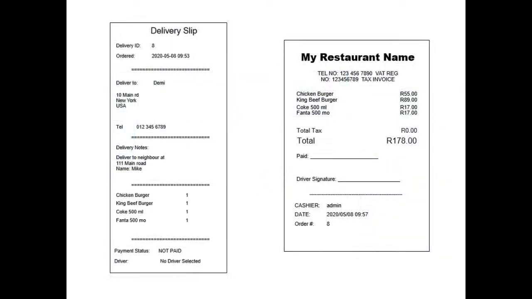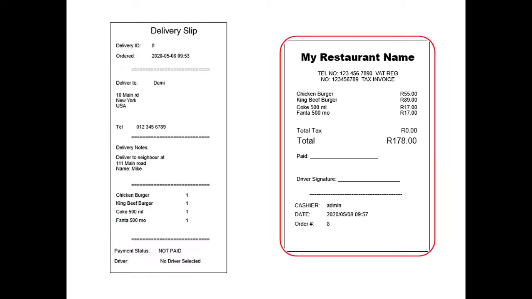Once the kitchen has completed the order, we can give the driver the food that must be delivered, as well as the delivery slip and the intermediate bill that we printed. The customer's address will be shown on the delivery slip, as well as the alternative address we added in the delivery notes. The items that must be delivered will also be displayed. The driver can give the intermediate bill to the customer, so that he can receive payment.